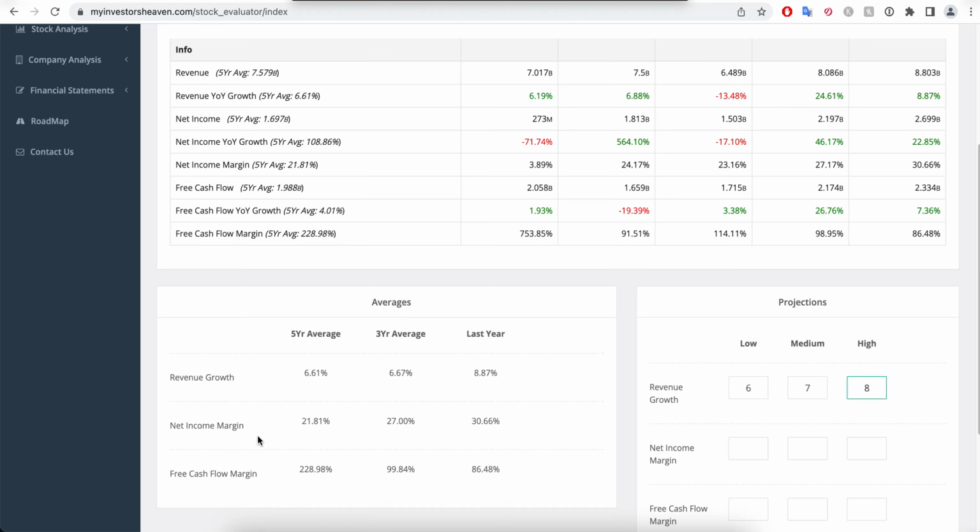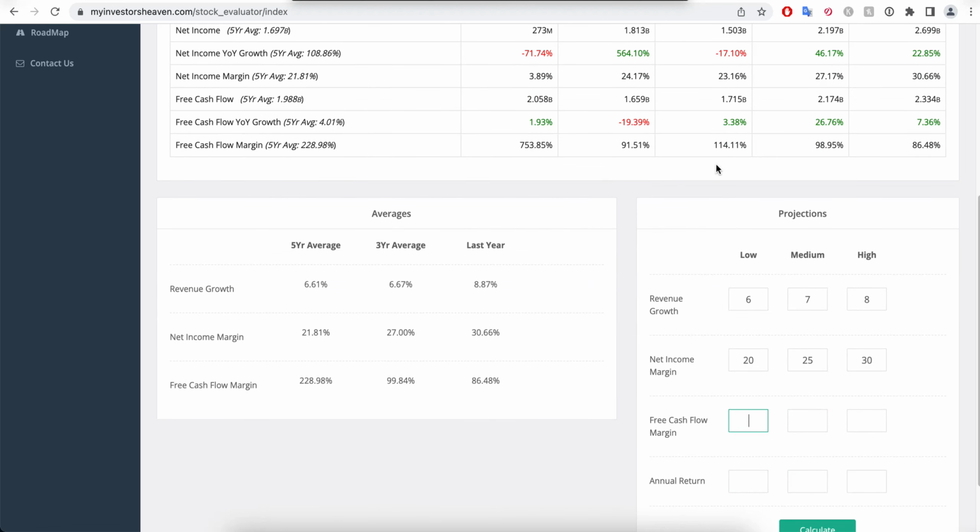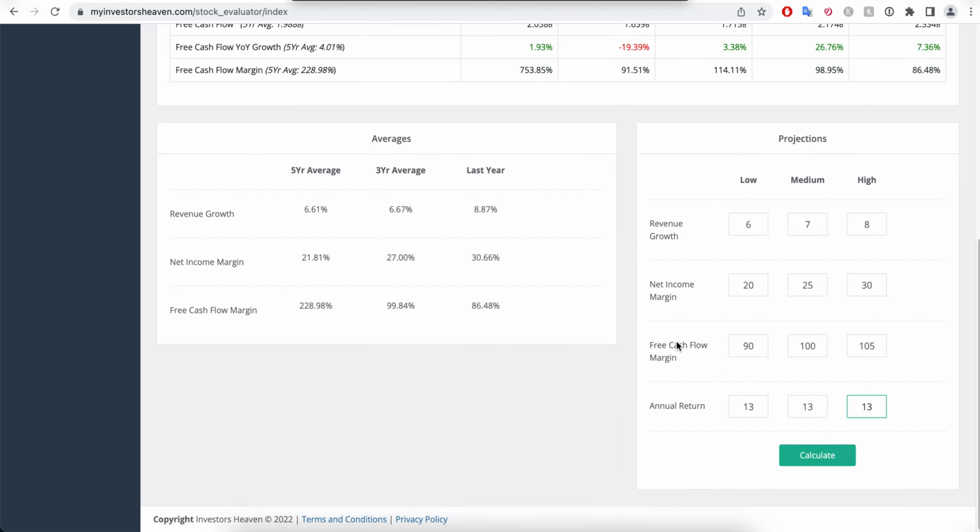And net income margin, it may even be a little bit too much actually. Net income margin of 21 to 30. Again, we can go somewhere in between: 20, 25, and 30 here. Free cash flow margin. Overall, the company is at near 100% level, 80 to 100. I'd say maybe use 90, 100, and 105, I think that makes sense. And 13% for our annual return here is what I typically like to make out of any single stock.